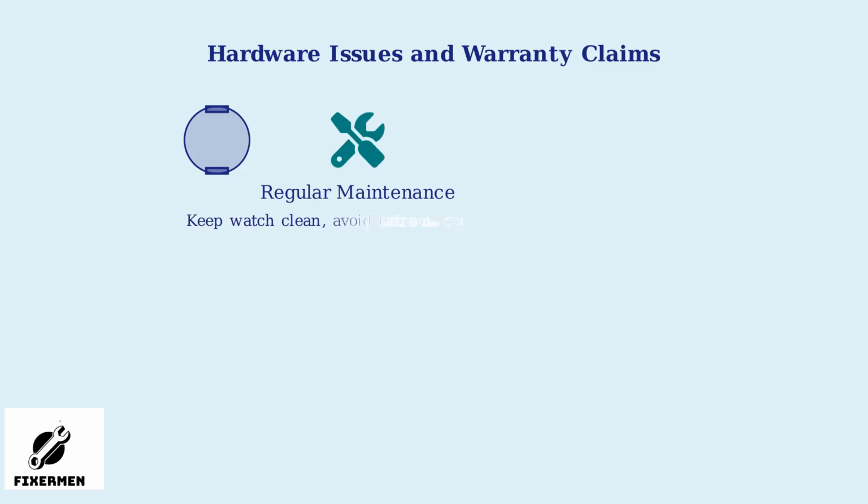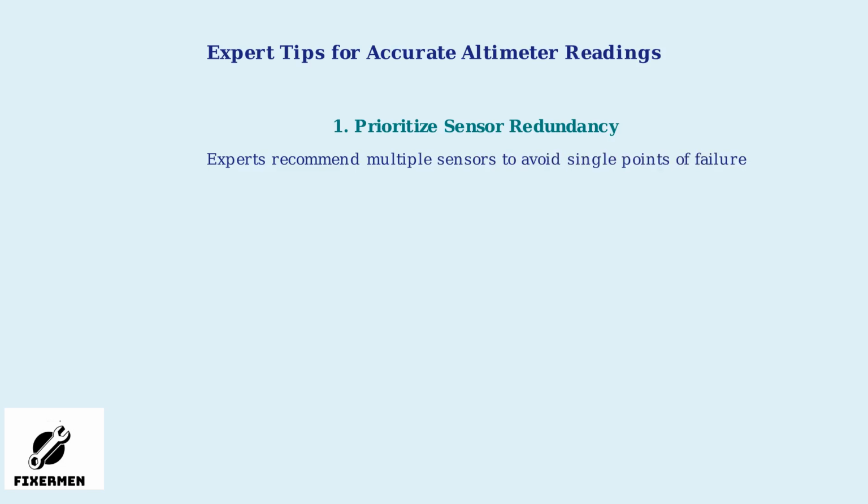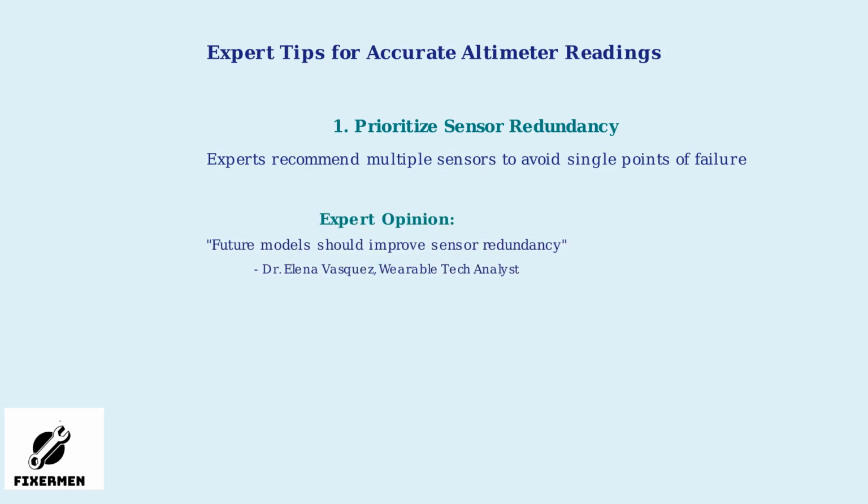Prevention is key. Regular maintenance, like keeping your watch clean, avoiding prolonged exposure to extreme temperatures or moisture, and performing routine calibrations can significantly reduce hardware-related altimeter problems. Experts recommend prioritizing sensor redundancy to avoid single points of failure in altimeter systems. Dr. Elena Vasquez, a wearable tech analyst, suggests that future models should improve this redundancy for better reliability.